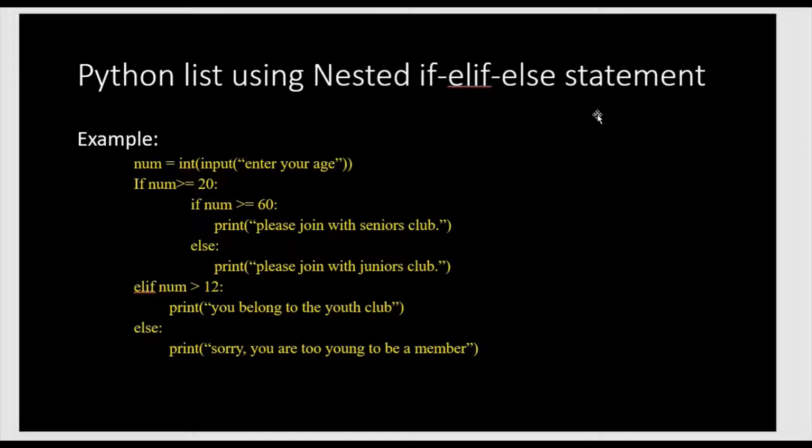And this is a nested if else statement. Nested if means a condition inside another if statement. This is a simple example: number equals input, enter your age. If number is greater than or equal to 20, then if number is greater than or equal to 60, please join the senior club, else join the junior club. Else if number is greater than 12, you belong to the youth club, else print sorry, you are too young to be a member.